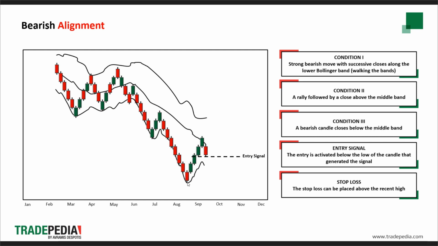Over here, we see a bounce to the 20 simple moving average, a pullback. The entry signal is activated below the low of the candle that generated the signal. Then after that, put a tight stop loss at the previous highs over here. We see that the price continues its bearish momentum over here in the Bollinger Bands.